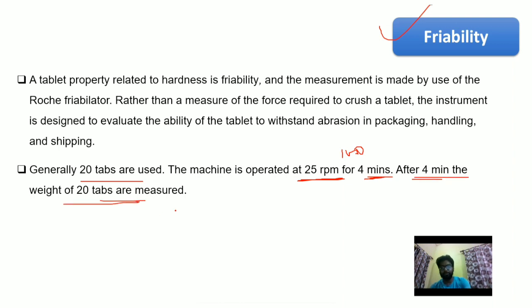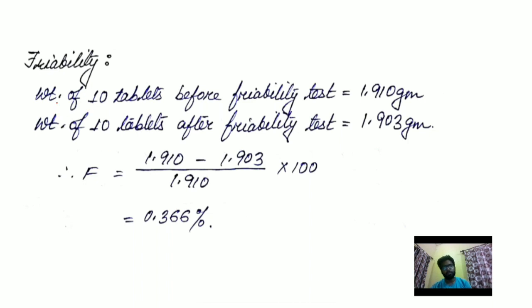I am giving you an example. I took 10 tablets and weighed them before the friability test and got 1.910 gram. After the friability test, I found the weight of the 10 tablets was 1.903 gram. The percentage of friability is equal to the initial weight minus the latest weight, divided by the initial weight, into 100, and I got 0.366% friability.